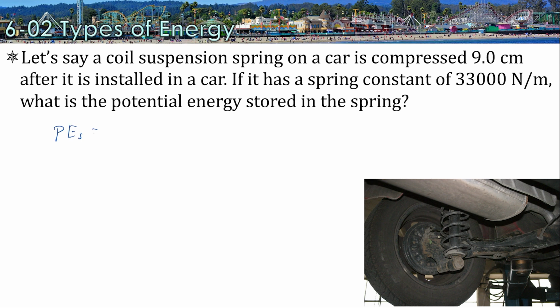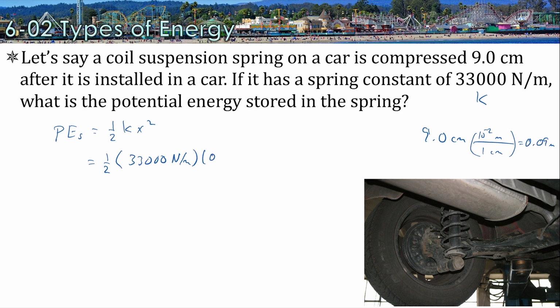So potential energy for a spring is 1/2 kx squared. k is the spring constant, 33,000 newtons per meter. And we're compressing it 9 centimeters. Well, if we convert that, there are 10 to the negative 2 meters in 1 centimeter. So that'd be 0.09 meters squared. Multiply that out, you get 130 joules of energy.